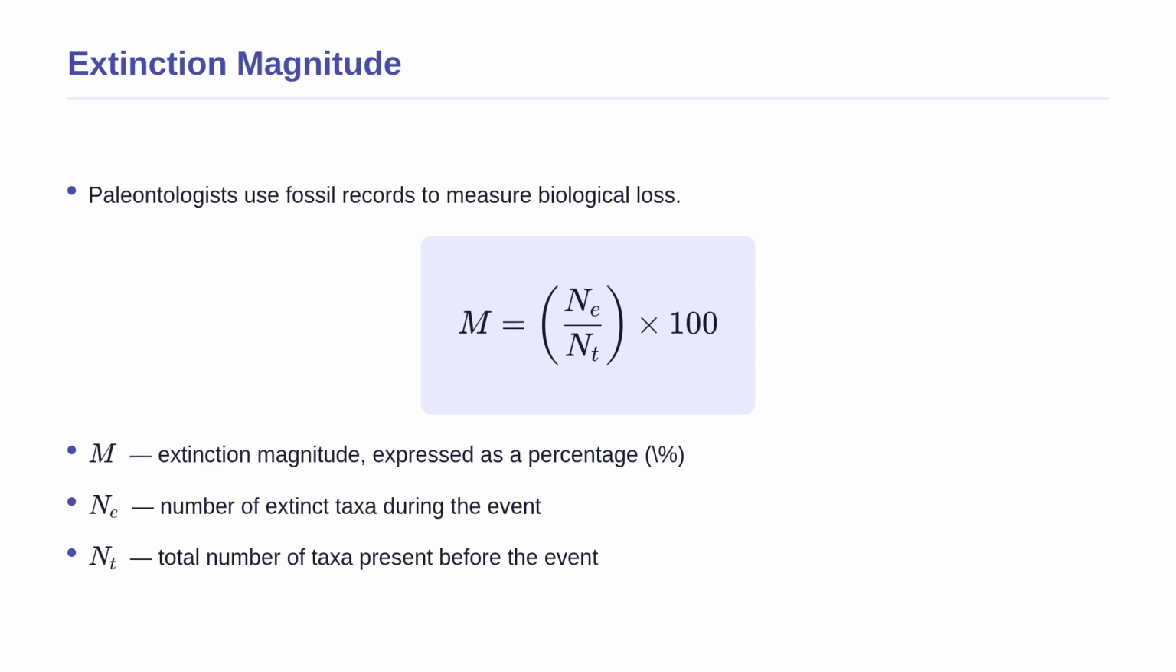Here, M represents the extinction magnitude, expressed as a percentage. The variable n sub e stands for the number of taxa, such as species or genera, that went extinct. The variable n sub t represents the total number of taxa that were present immediately before the extinction began. As the number of extinct taxa increases, the overall magnitude increases, indicating a more severe event. Multiplying by 100 simply converts the decimal fraction into an easily readable percentage.